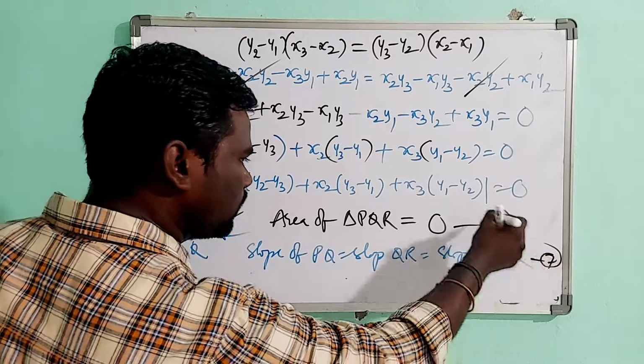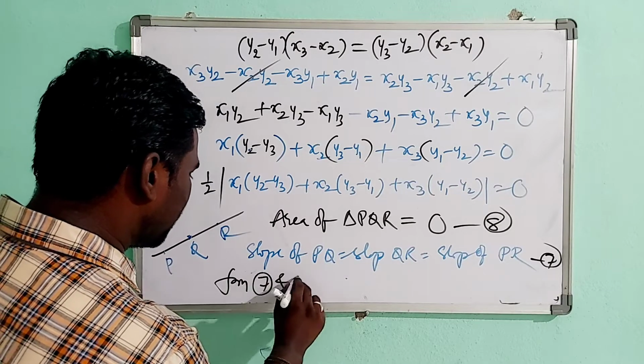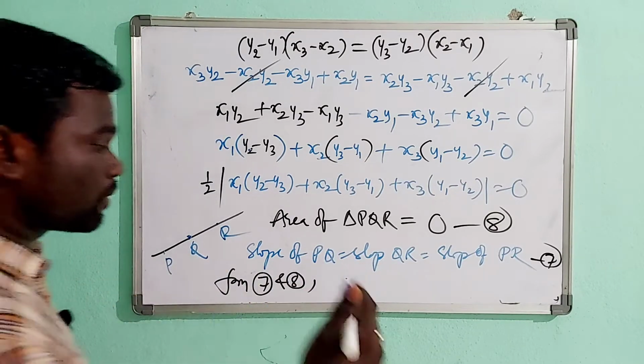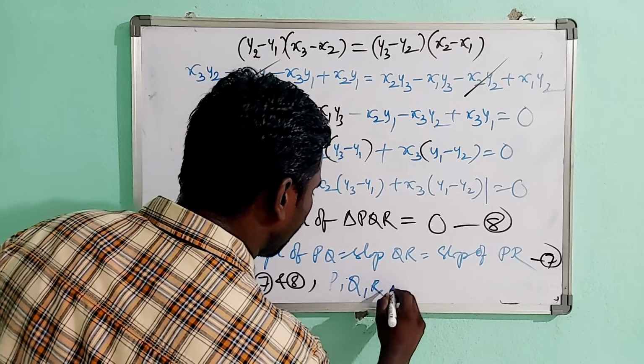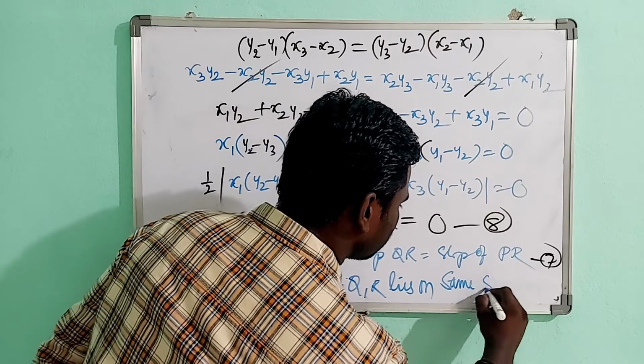So now from these equations 7 and 8, what can we say? PQR lies on the same straight line.